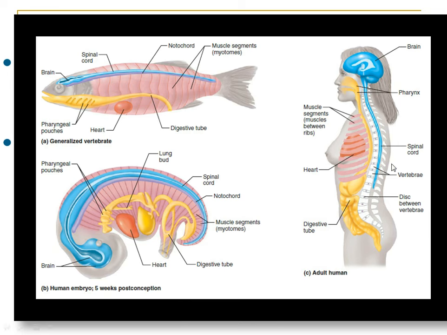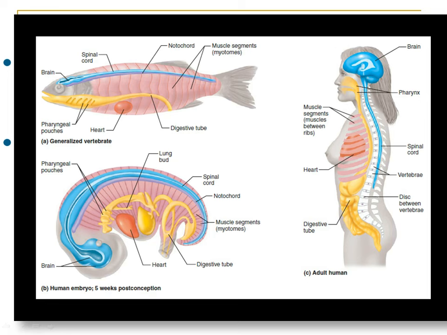Here we can see the human embryo, the adult human, and a fish. We can see these blue colored structures forming the nervous system, the brain and the spinal cord in the human, and similarly they form the brain and the spinal cord in the fishes. The structure is similar. Here is the gastrointestinal tract where we can see the pharyngeal pouches, and the pharyngeal pouches are also present in the human, which are going to form the structures of the head and neck.